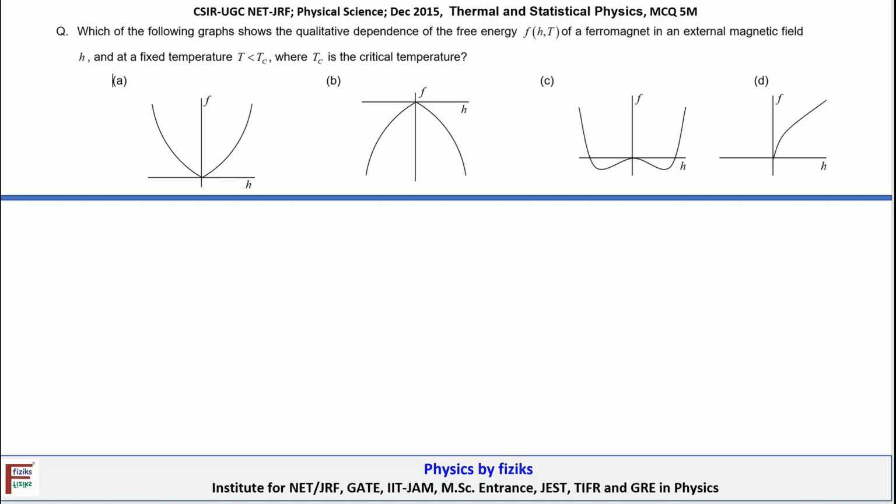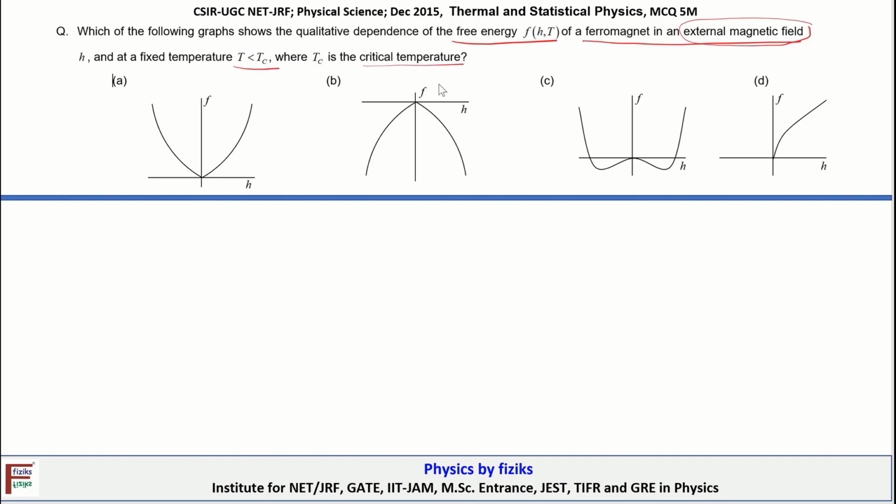Let's continue with the next problem. The statement is, which of the following graphs show the qualitative dependence of the free energy F(h,t) of a ferromagnet in an external magnetic field? It's really important to pay attention to this word here, because when there is no magnetic field, we have another type of graph, and when the field is applied, the nature of the curve belonging to the free energy changes slightly. And this is at a fixed temperature which is smaller than the critical temperature.